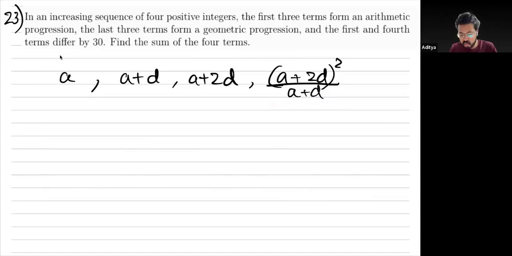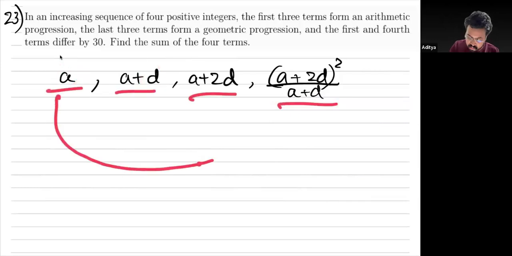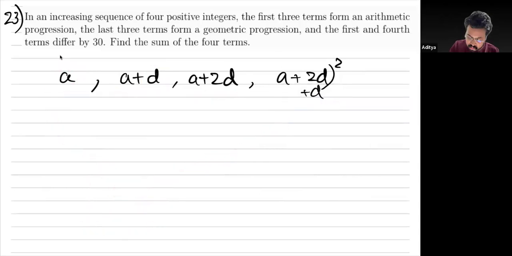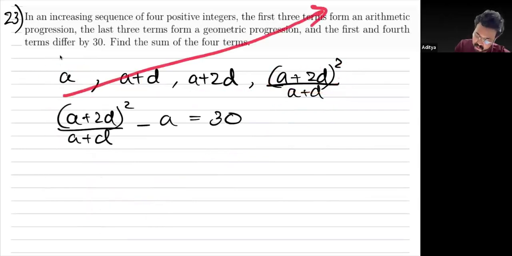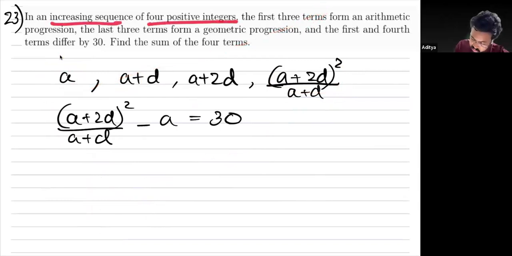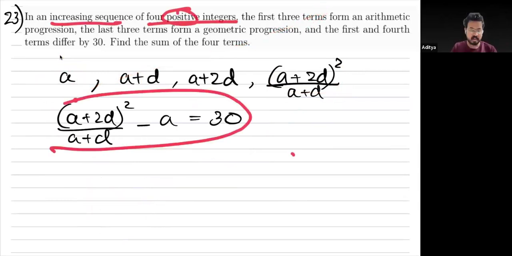So you have everything in terms of two variables, a and d. This minus this, the equation is a plus 2d, the whole square upon a plus d, minus a, is equal to 30, because this is an increasing sequence of positive integers. Keep all of this in mind. Solve this equation mainly.